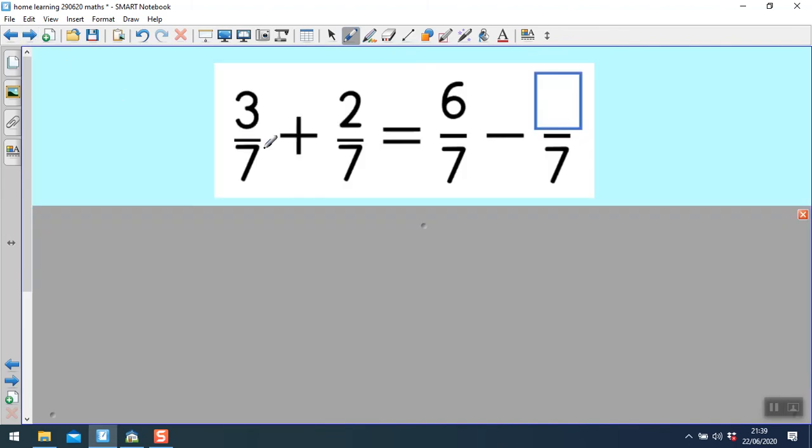Now have a go at this one. So this means equals, it means that they're balanced. So the answer to 3/7 plus 2/7 needs to be the same as the answer to 6/7 take away something sevenths. Pause the video while you work it out. A bar model might help you.